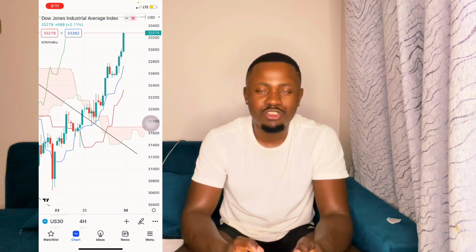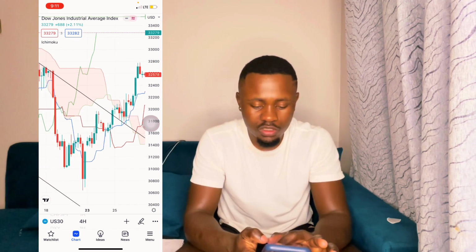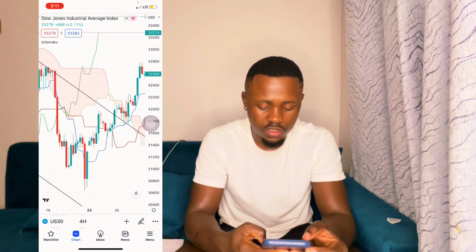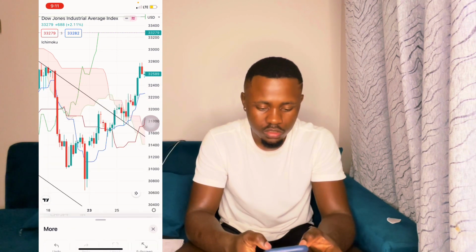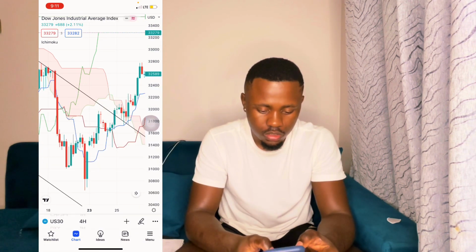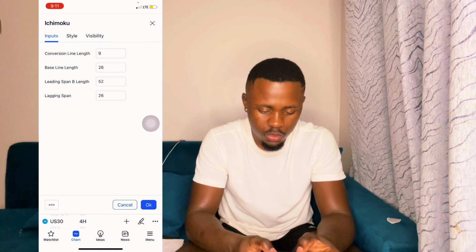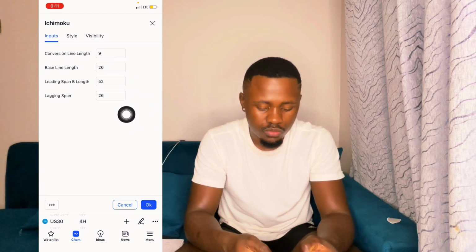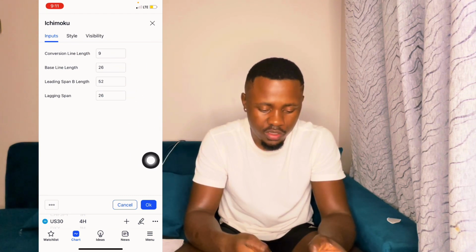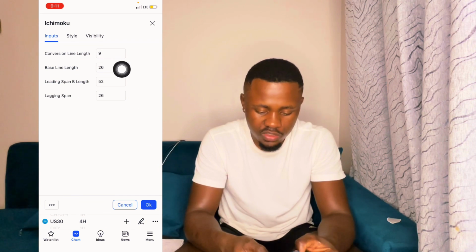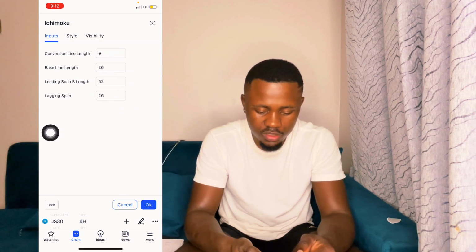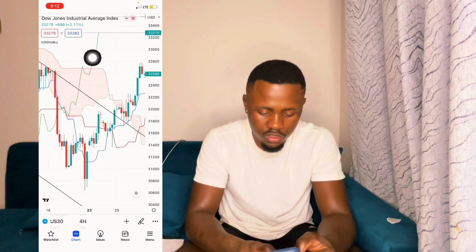So as you can see, this is a valid trade, guys. Make sure to use the Ichimoku cloud. Let me show you the settings for it. You can just leave them on default as they are. The 26 and 52 are the moving averages, and then we have the lagging span, which is this green line here.